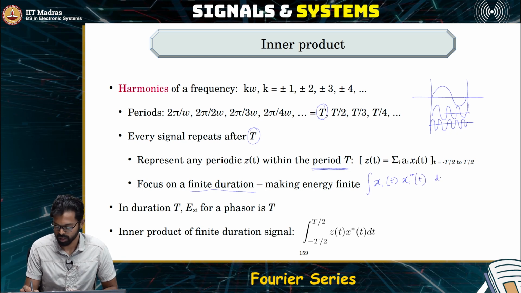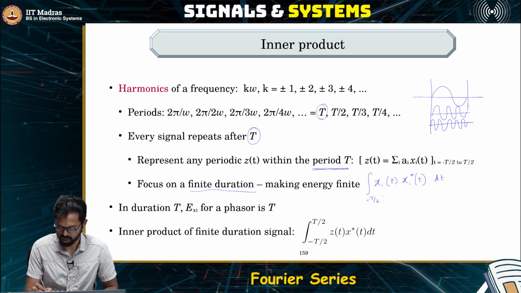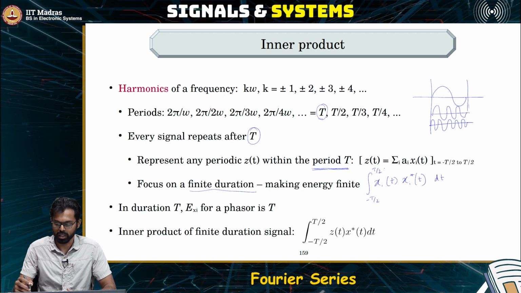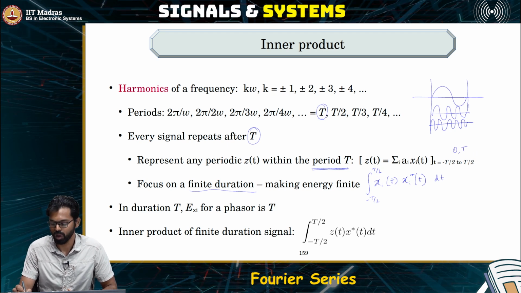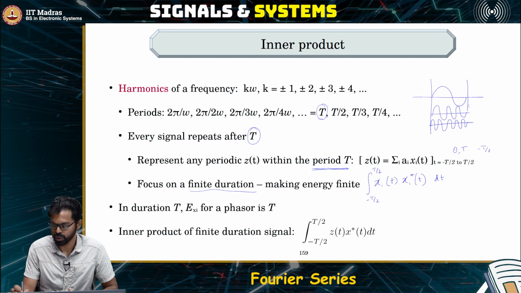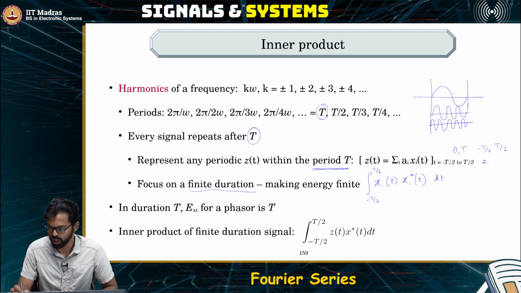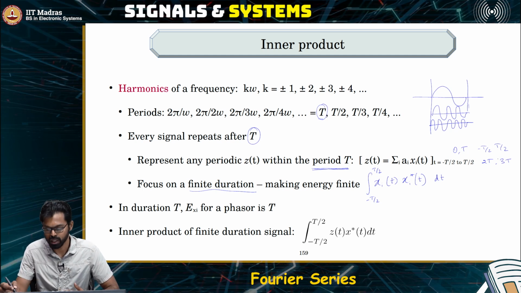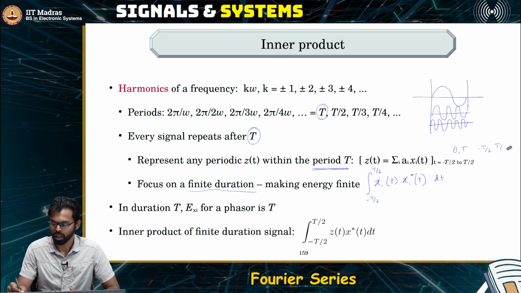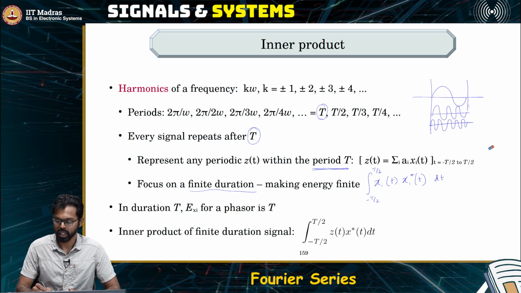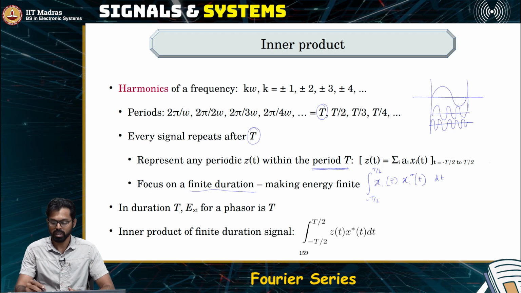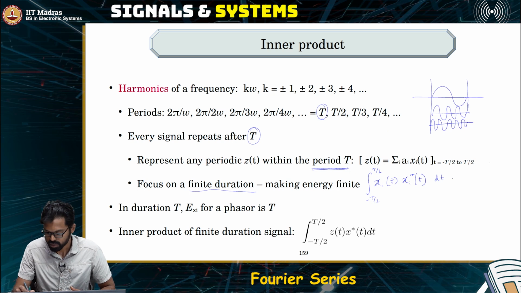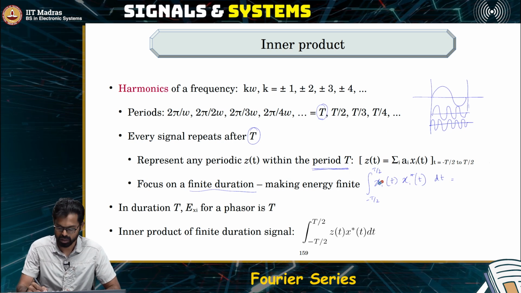In the interval minus T by 2 to plus T by 2, we have to take a period which is of length capital T. So it can be between 0 and T, or between minus T by 2 to T by 2, or between 2T to 3T. It doesn't really matter. It can be any interval. You will get the same result for all these intervals. Whichever interval makes your integration easier, you can pick that interval. So for convention, we will choose from minus T by 2 to plus T by 2. So if you compute this for phasors, what do you get?